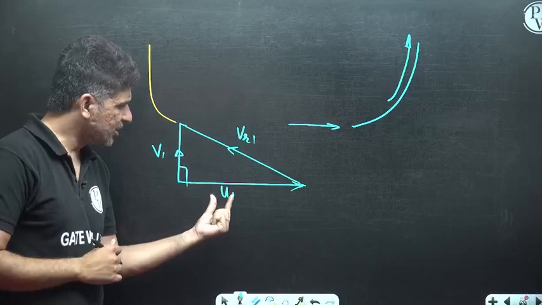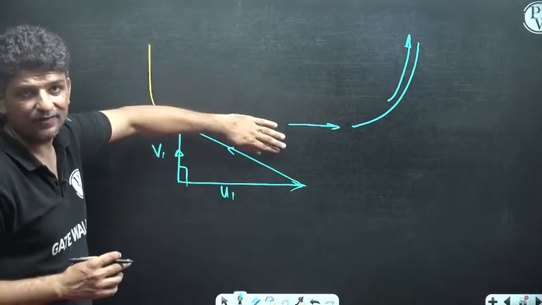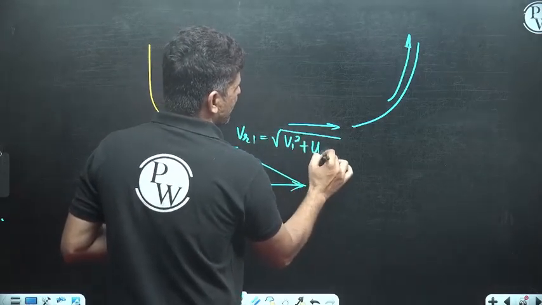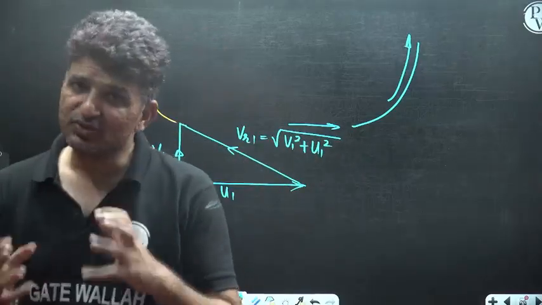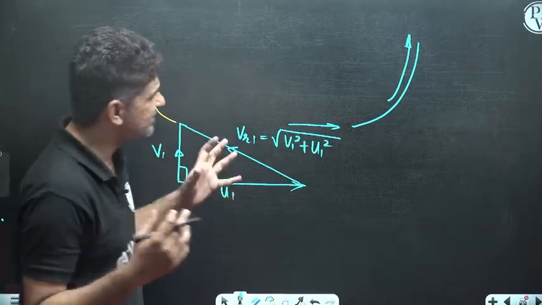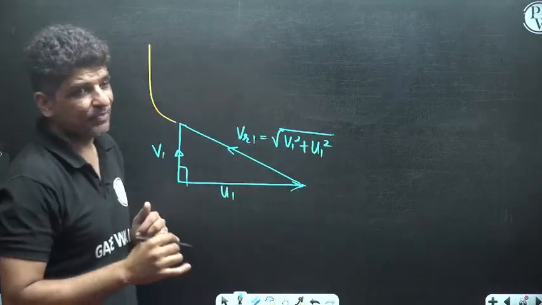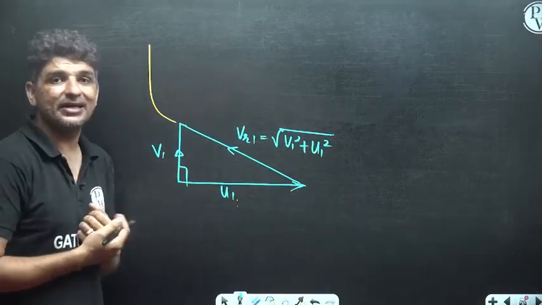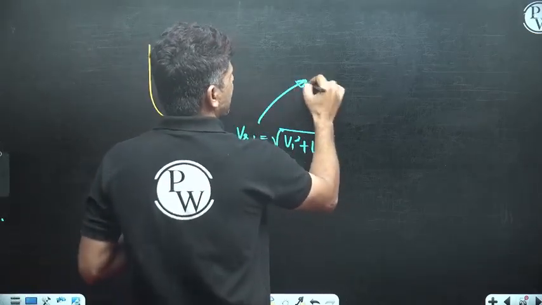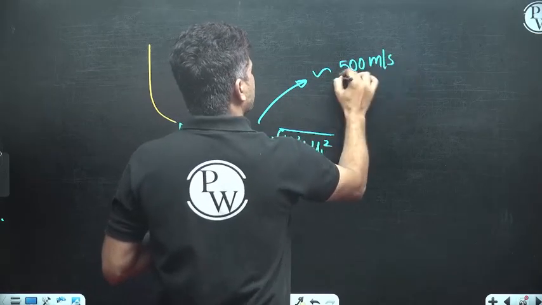So now if you see that you have U1 and you have V1. What is VR1? You see that this is your VR1, and this VR1 is nothing but the square root of V1 square plus U1 square. And when you have U1 very high and V1 very high, generally these centrifugal compressors run at very high RPM. When they run at very high RPM, their U1 is very high, their V1 is very high. And because of that, the relative velocity that they might see will be very high. It will be somewhere in the range of 500 meter per second.